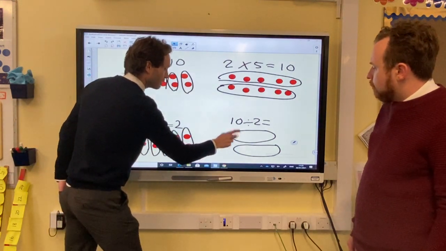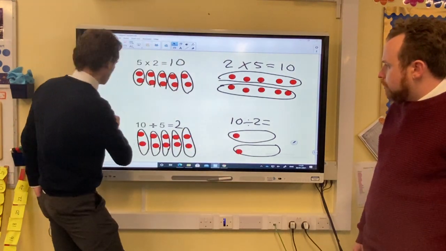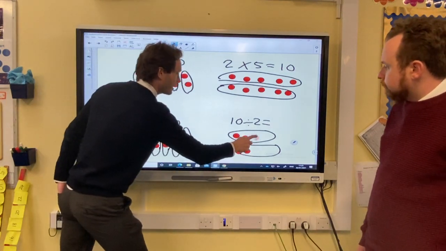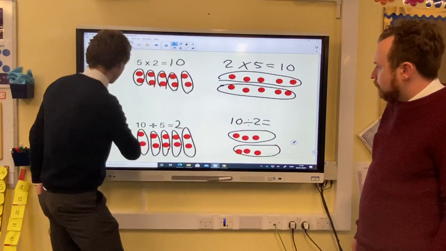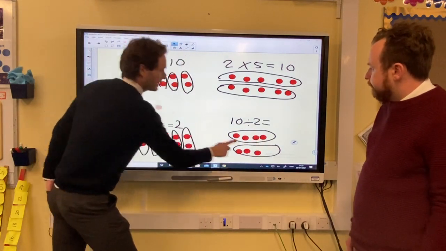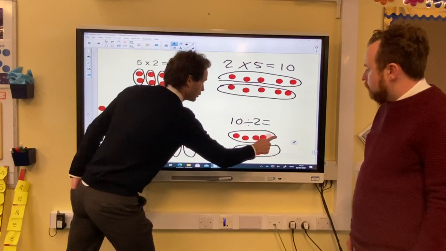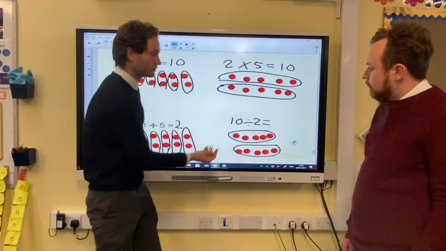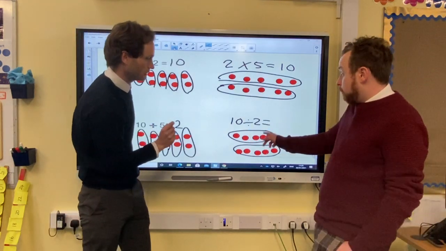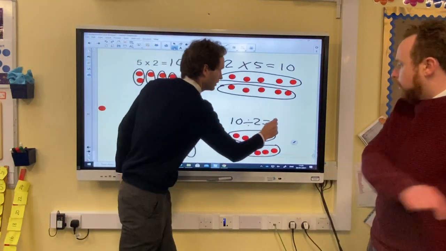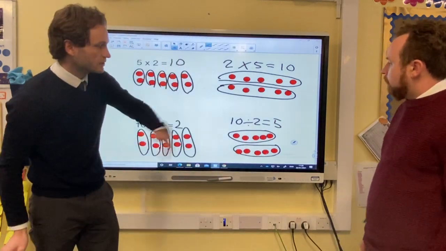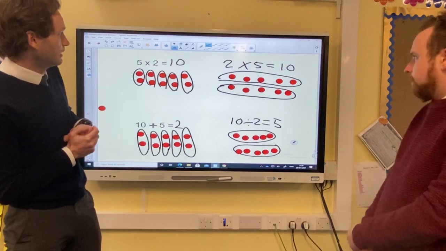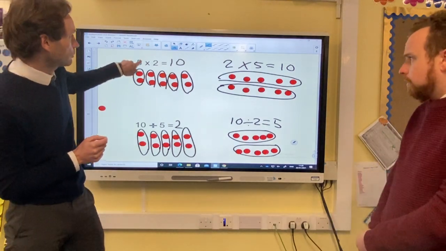So share them out. 1, 2, 3, 4, 5, 6, 7, 8, 9, and 10. So, how many sweets on each plate? There are 1, 2, 3, 4, 5. 5 on each plate. So 10 divided by 2 is 5. And look at that. All of these have got the same numbers.